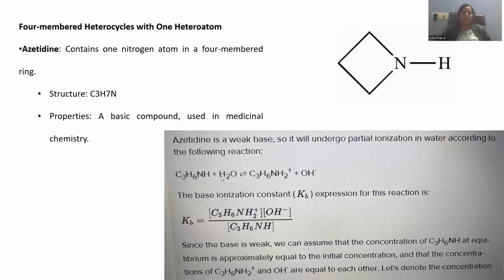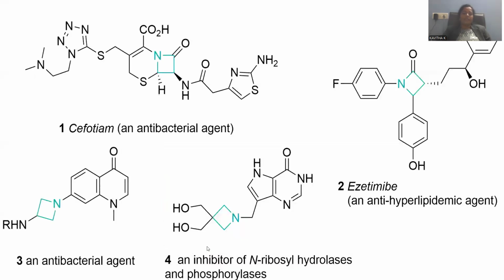In this manner, you can prove the nature of the nitrogen is basic, because the lone pair of electrons has the provision to accept the proton, so that it is basic in nature. And here there is a basic ionization constant, Kb, which is the ratio of the concentrations of the ions generated by the initial compound we are taking, taken as the base ionization constant.